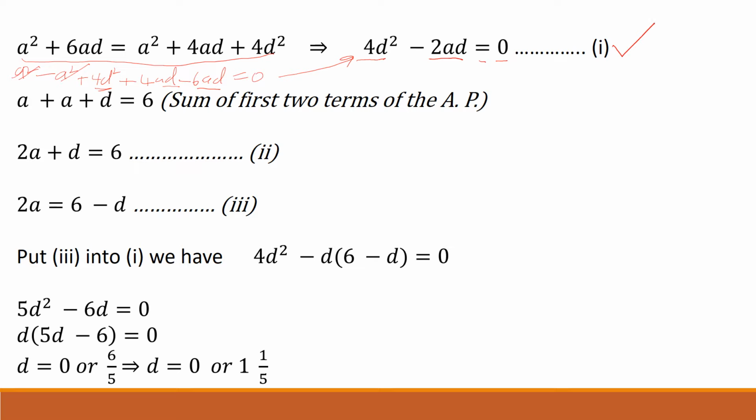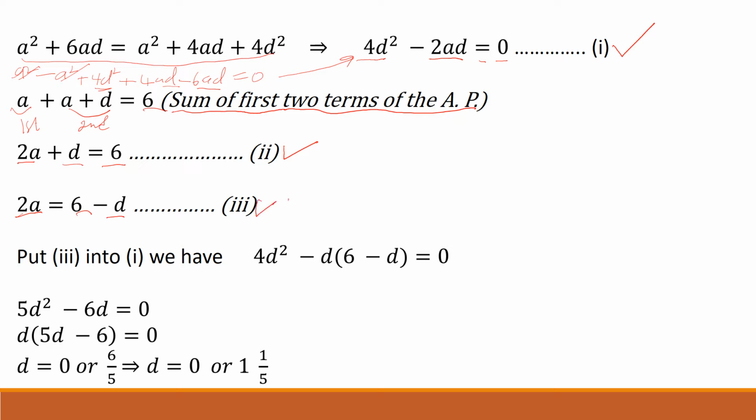The information given in the problem is that the sum of the first 2 terms of the AP is equal to 6. So this is the first term, A, and A plus D is our second term. A plus A plus D gives us 2A plus D equals 6. We'll call this equation 2 for simplification purposes. So we make 2A the subject and we have 6 minus D. Call this equation 3.